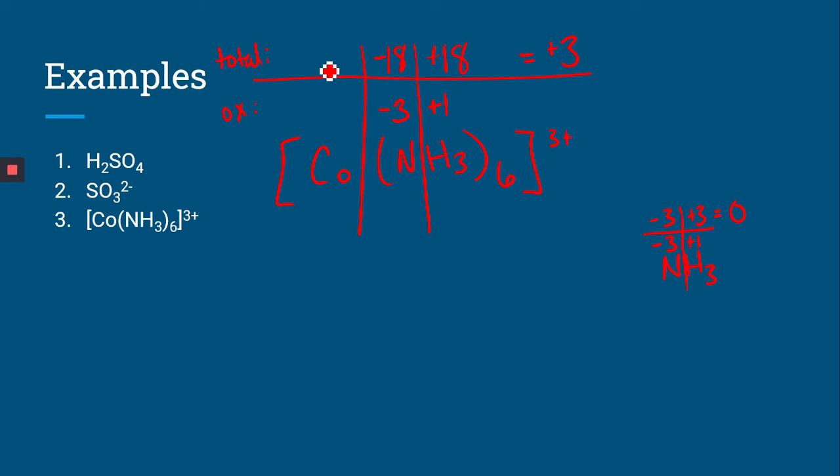So what does cobalt have to be in order to have this charge of +3? Well, it's got to be +3 then. So there's the oxidation states. That one was a really hard one. All right, so try these two. Pause it. Try them on your own.